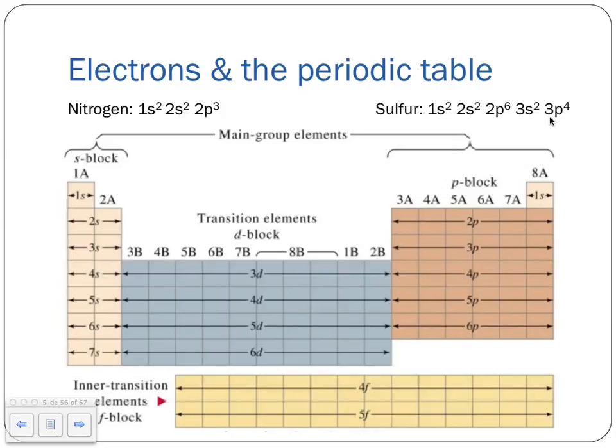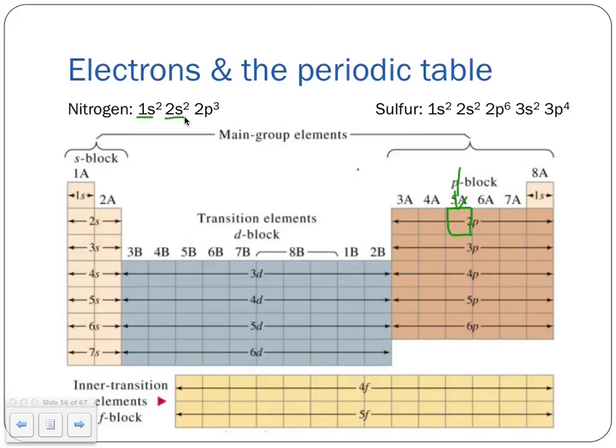Nitrogen. So nitrogen, if we look at the periodic table, has an atomic number of 7. And so it has 7 electrons if it's a neutral atom. So the first 2 electrons would go in the lowest subshell, 1s, so it's 1s2. The next 2 electrons are going to go in the next lowest subshell, 2s2. And there are 3 left over now. They're going to go into the 2p.